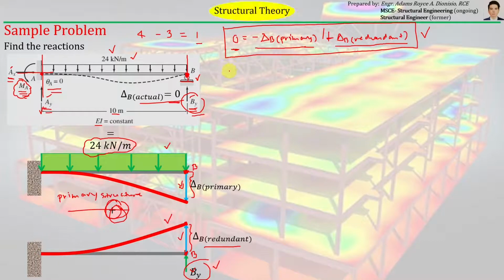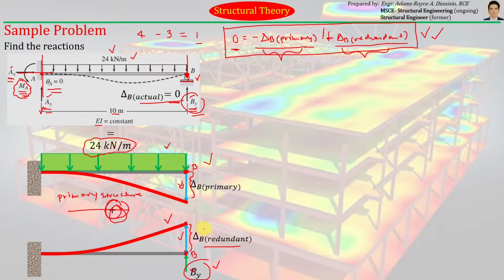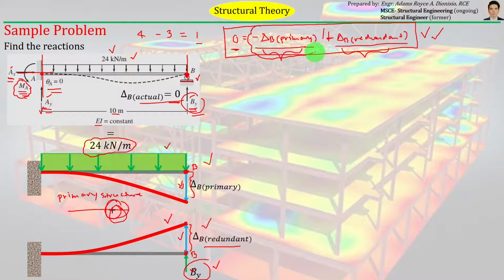for us to be able to analyze this indeterminate structure, we have to deal with this equation, which involves computing the deflection of the primary structure, which is this, and the deflection of the structure loaded by the redundant force. Okay, so meaning for you to be able to use the method of consistent deformation or force method, you have to be able to compute for deflection, which is this.